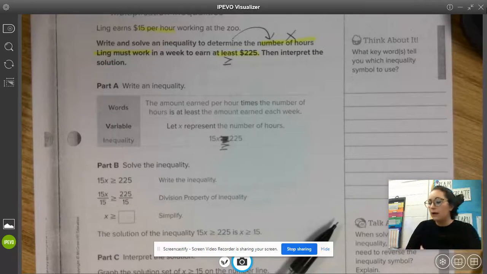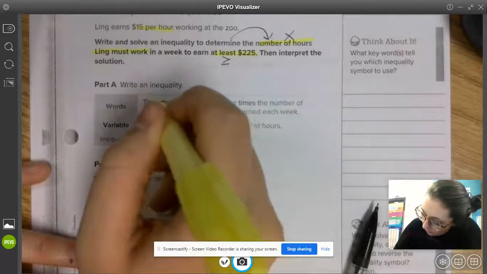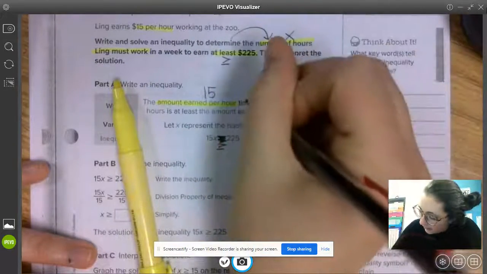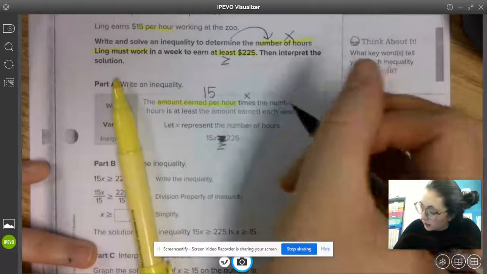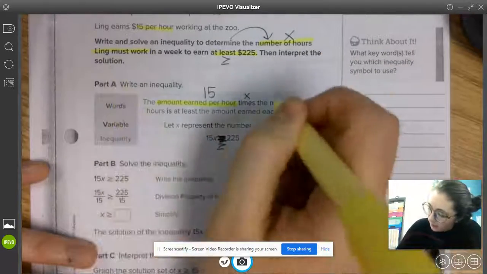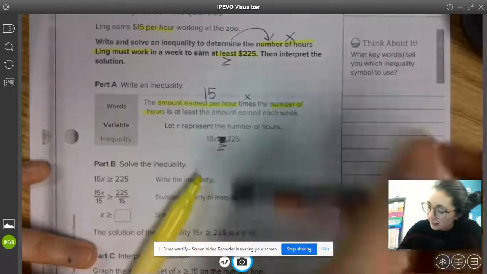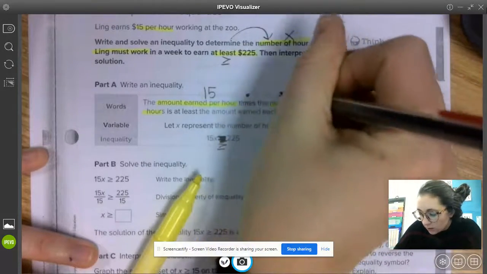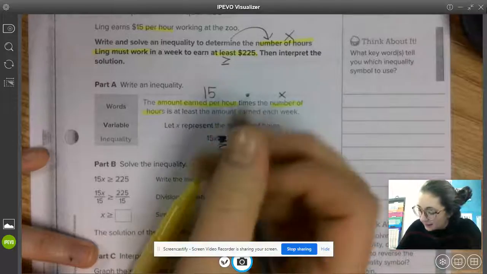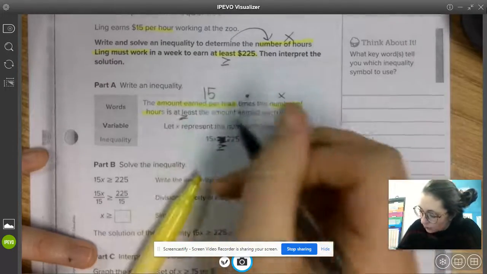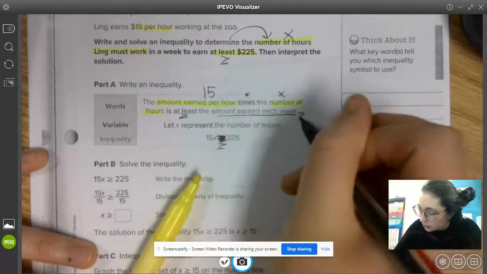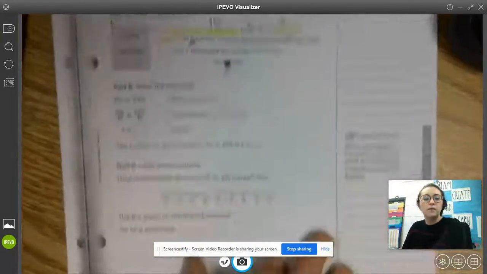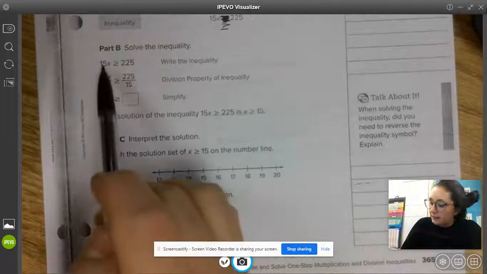So it says, let the amount earned per hour, okay, so amount earned per hour, that's $15, right? Times, that's multiplication, the number of hours, and that's what we don't know. So times, and let me change that to a dot so we don't get confused, times X is at least, and we know that is greater than or equal to, the amount earned each week, which is 225. That's where this came from. Okay? All right, as we move down, they've set it up for us.